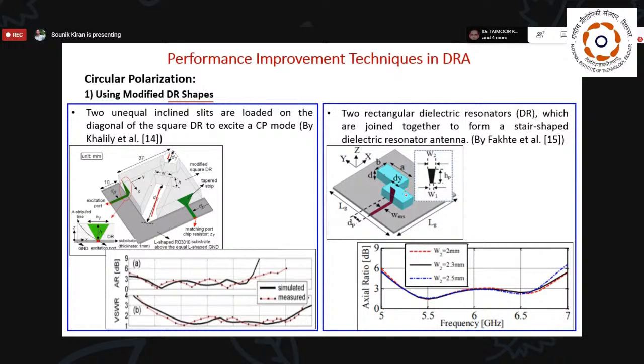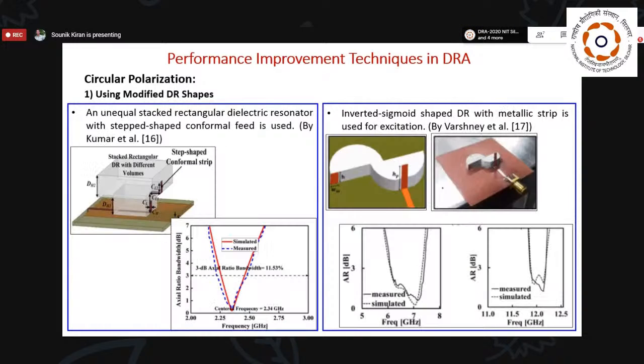I mean, it looks simple, but we need to think and go for a lot of simulation to ensure that it can have axial ratio. And these are the very parameters that control the axial ratio as well as the matching behavior. On the left hand side, we can see they have used the stacking DRA, but for the feeding, they have used a step-shaped conformal strip that was able to generate axial ratio. Of course, the band was narrow, but this technique is good.